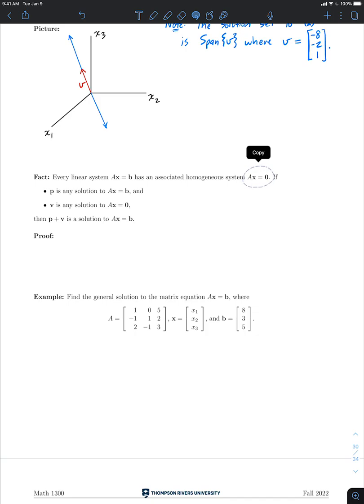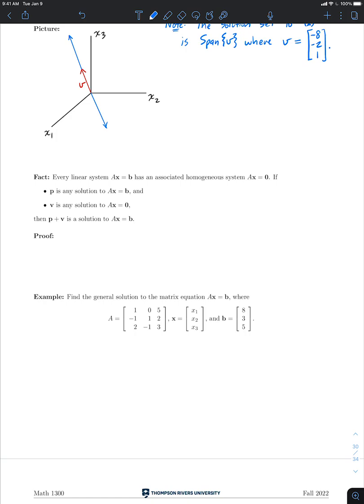So let's say we have the following. Let's say P is a vector that is some solution to our original linear system, Ax = b, and let's say that V is some solution, any solution at all, to the associated homogeneous system. Well, it turns out that if you add those two solutions together, you're going to get a solution to your original matrix equation. And it's not magic. It actually happens for a very concrete reason.